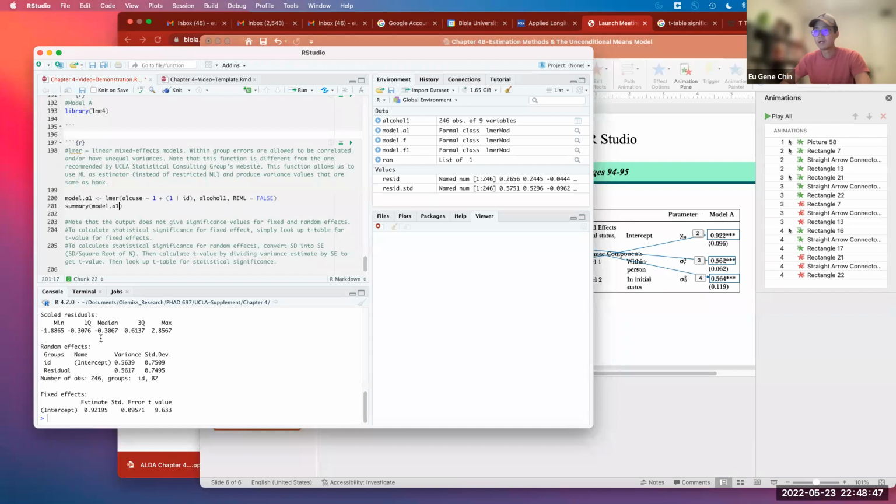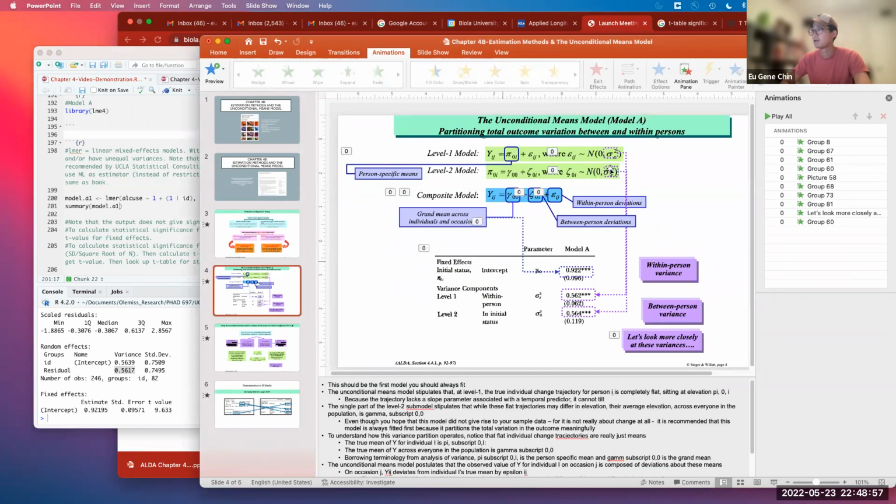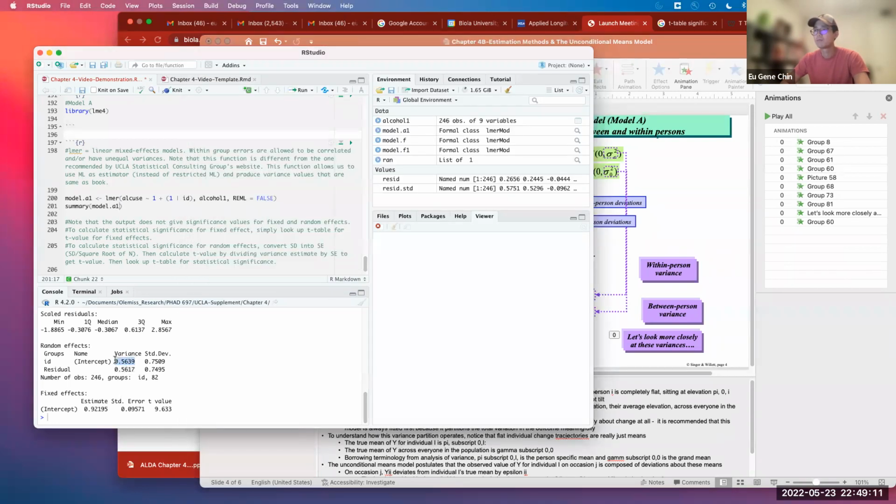And then for the random effects, we've got the level 1 residual. That's referring to sigma subscript E. And then we've got the between person variance that is unexplained.